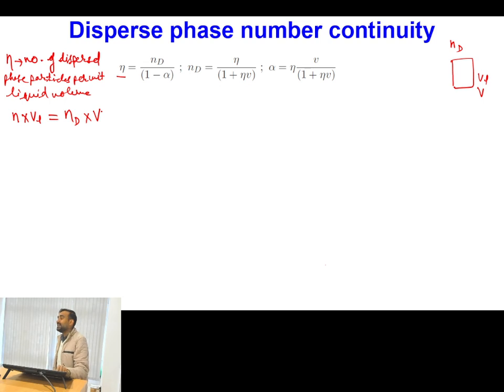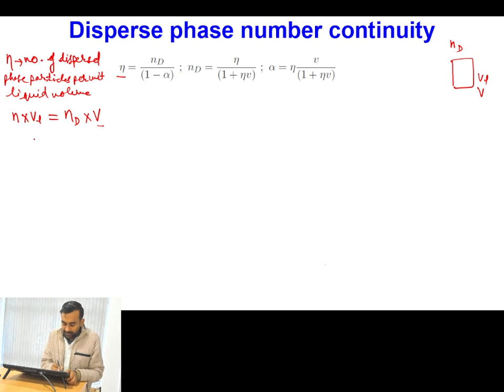If nd is the number of particles per unit volume, then what is the total volume? V. So nd into V will be the number of dispersed phase particles, and if eta is the number of particles in the same control volume but per unit liquid volume, then the dispersed phase will become eta into VL. Is this one clear?